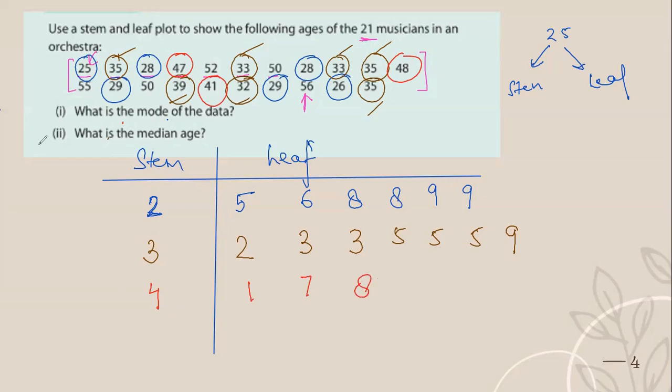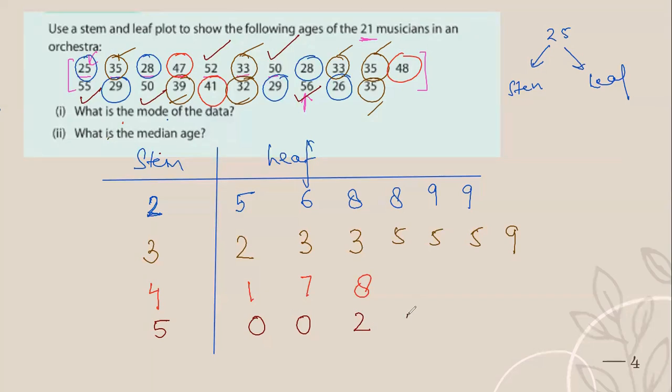After that, under the 50s, how many numbers are there? I have 52, 50 again, 50, 55, and 56. I'm writing the tens place 5 under the stem, and 50 I have, so 0 I will write. Then 52 is there, 51 is not there, so 2 here. Then I have 50 twice, so I write 0, 0, 2 times. Then I have 52.